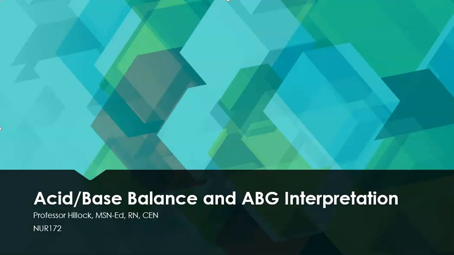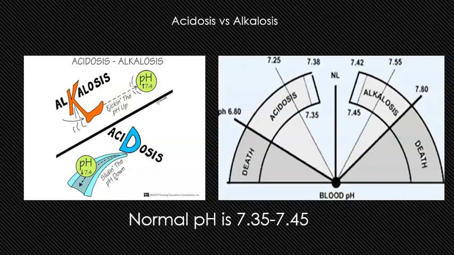Today we're going to talk about acid-base balance and arterial blood gas interpretation, or ABG interpretation. So when we talk about acid-base balance, what we're looking at specifically is acidosis versus alkalosis. Our body's normal pH, which is measured in hydrogen ion concentration, the range is 1 to 14.